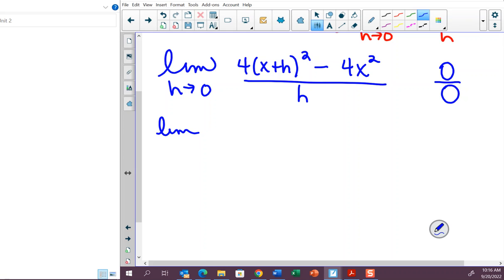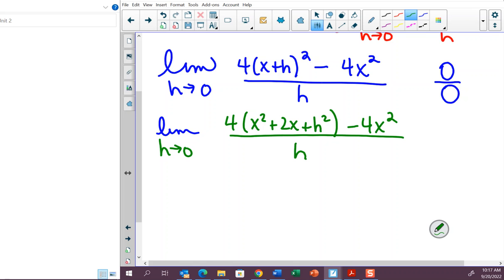In this one, when I square x plus h, it's going to look like that. X plus h quantity squared. If this was x plus h quantity cubed, it would take a little bit more time to expand that out. If it was x plus h to the fourth, x plus h to the fifth, you can see where if those powers got really big, this would be kind of a pain to do.